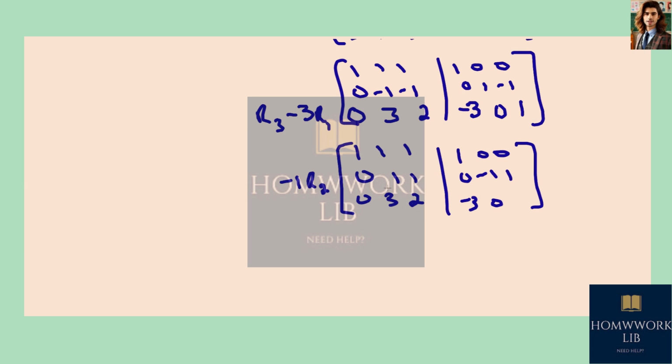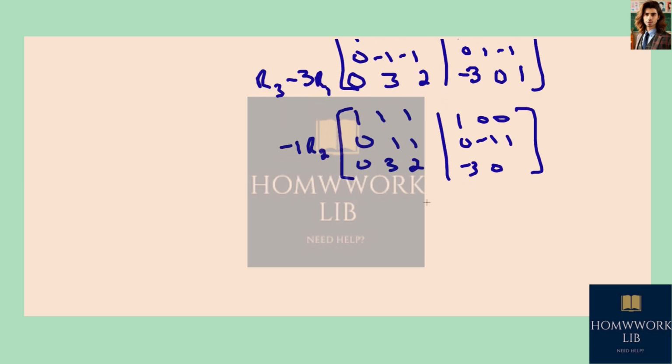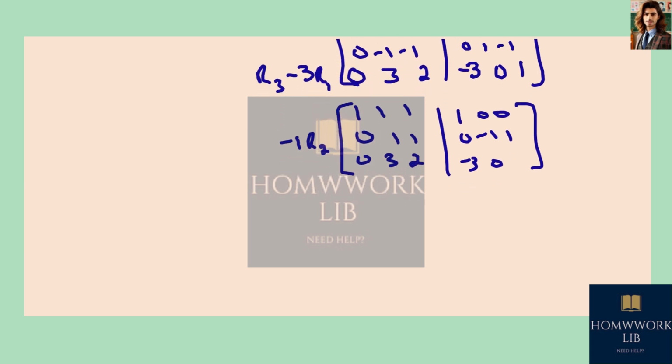Now we'd want a 0 above it in row 1. And we can do this by saying row 1 minus row 2, and replace that for row 1. So it'd be 1 minus 0, 1 minus 1, 1 minus 1, 1 minus 0, 0 minus -1, and 0 minus 1.